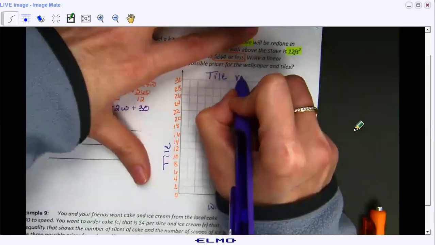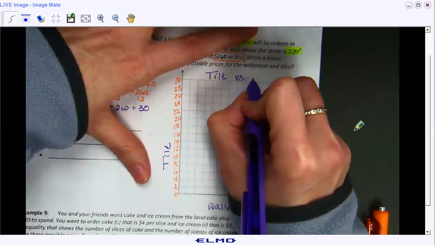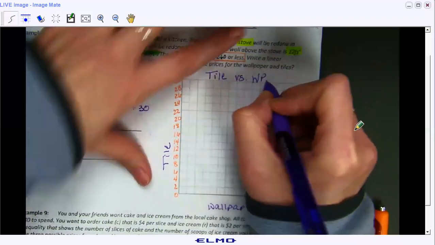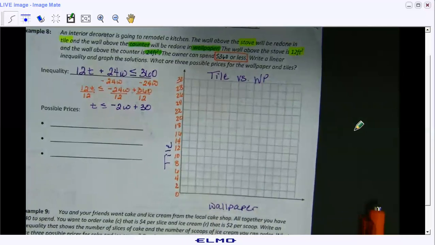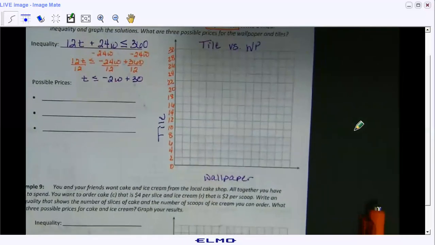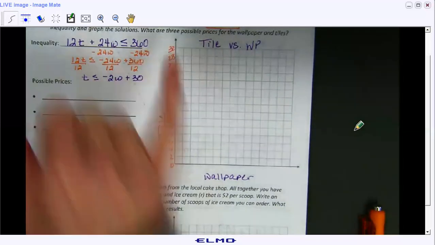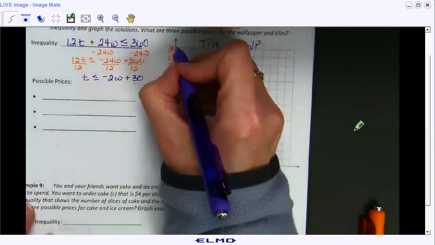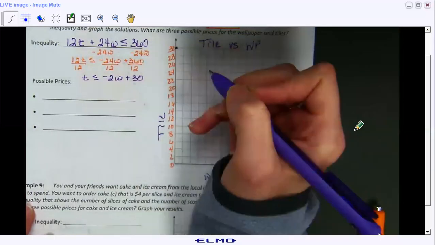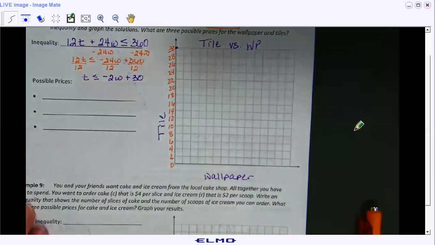And don't forget to give your graph a title. Tile versus wallpaper. Okay, now the wallpaper on the x-axis, I know that my slope is -2. So once I plot my y-intercept, I'm going to go down 2 over 1. So I could go by ones on my x-axis.